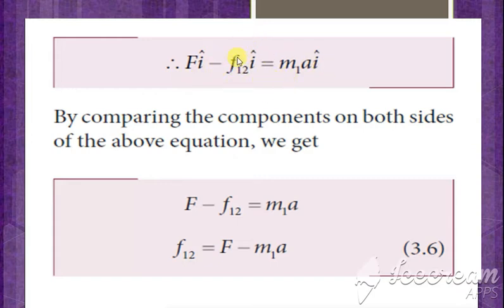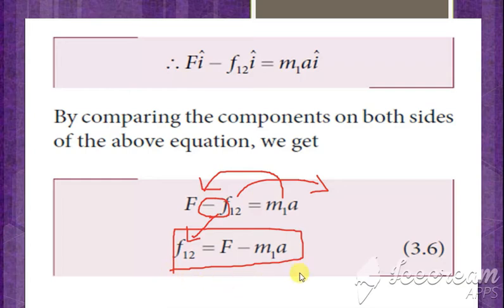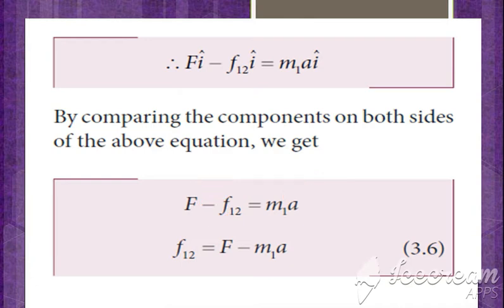Now cancel all the terms of I, so we get F minus F12 is equal to m1 into a. Now bring this F term to this side and m1 into a we are bringing here, so this minus becomes plus, so we are getting F12 which is equal to this. When you are bringing it to the other side, this becomes F minus m into a. So we got the equation for F12. Yes, now the next is we are going to substitute the equation for a, as we have already found it. So what is the equation for a? It is given by F divided by m1 plus m2, is it not?